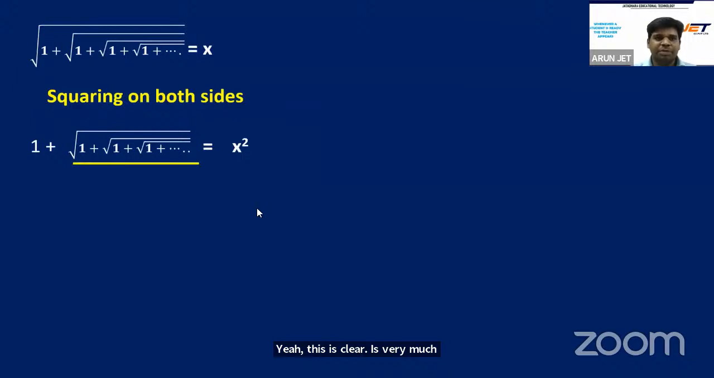Now look at this. What is this again, students? Please mention in the chat box. What is the underlined term? Yeah, it's irrational. Now, don't you think it is x again, the assumption which we started with? That's also x. Yes, Gayatri, that's x. Yes, understood. So I can write this as 1 plus x is equal to x square.